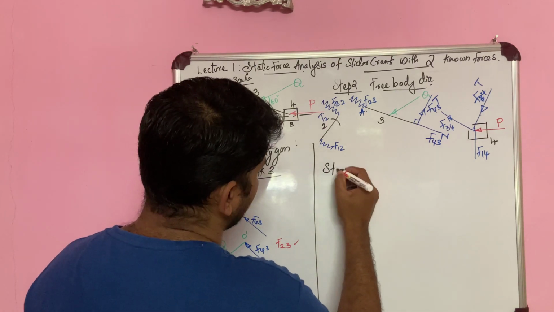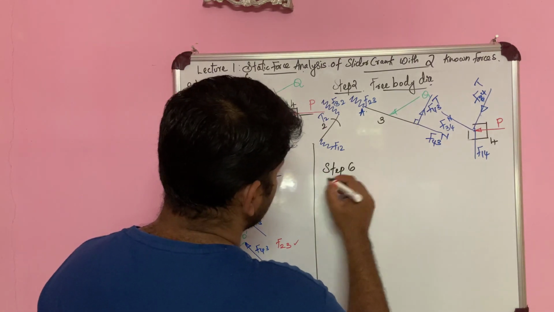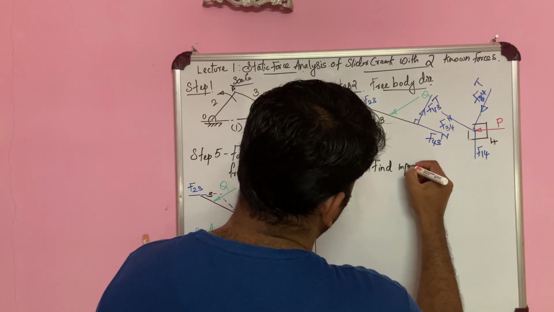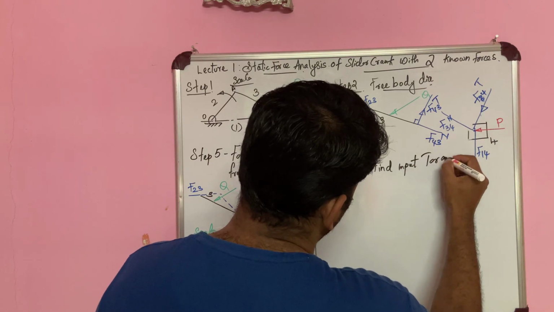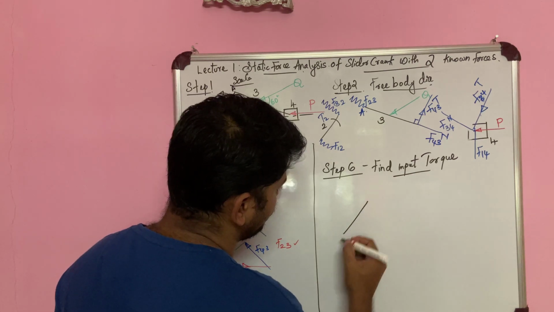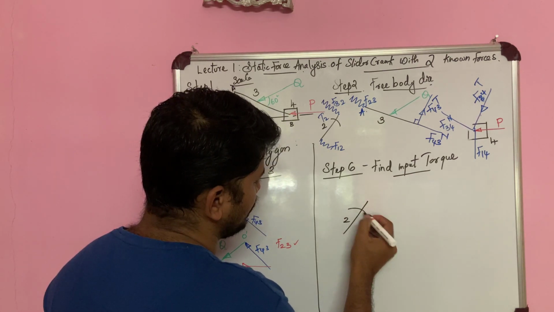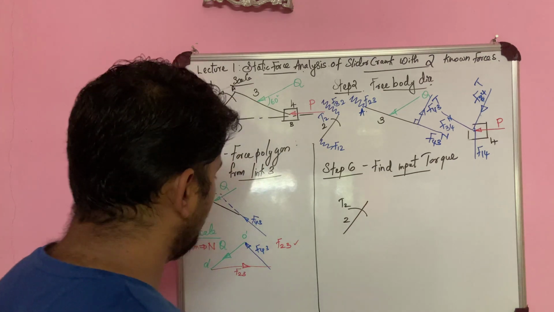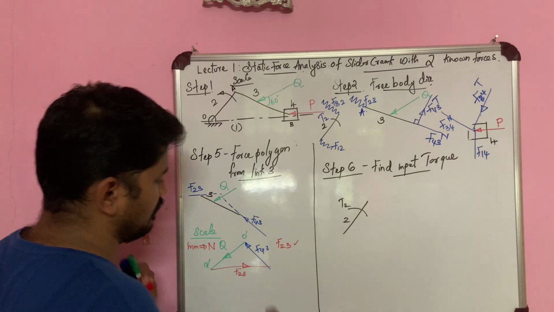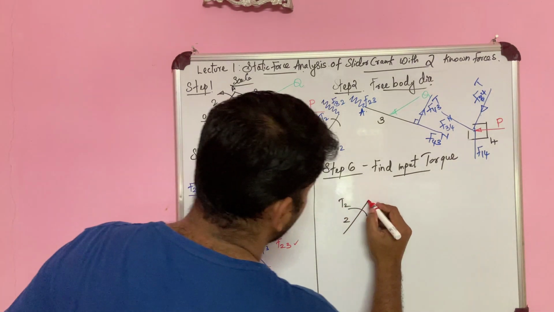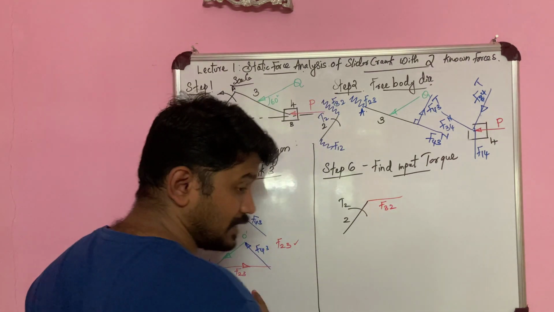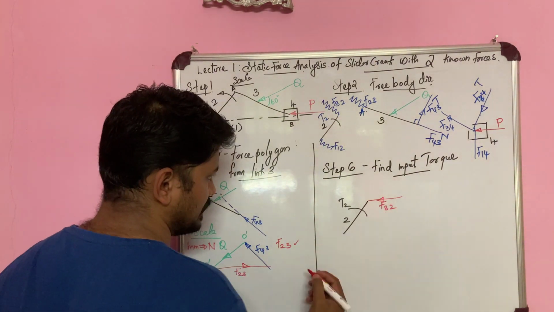So the last step, or step 6, is to find out the input torque. So how to find out the input torque? I have my link 2, I have T2 acting over here. F23, I got F23. Parallel to this, I'm drawing over here F32. So F23 is acting in this direction, so F32 will be in the opposite direction.